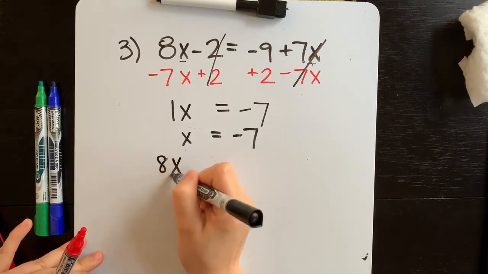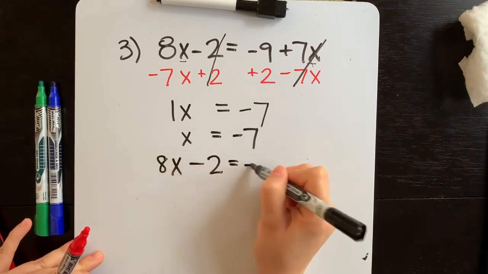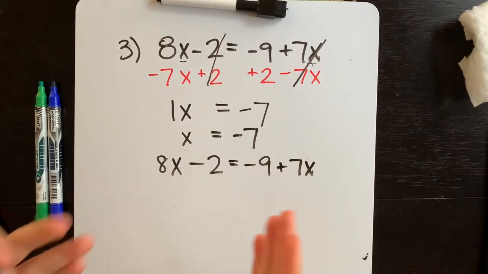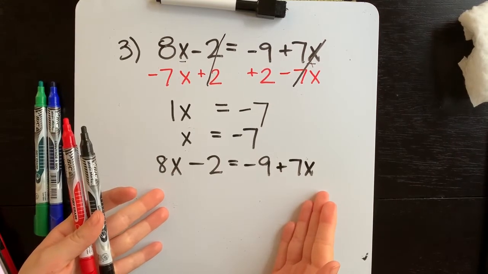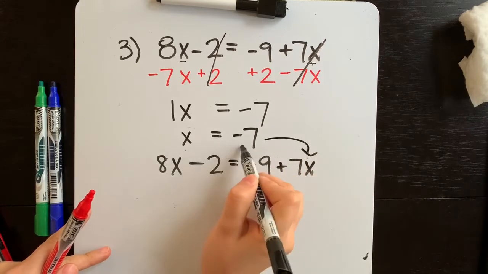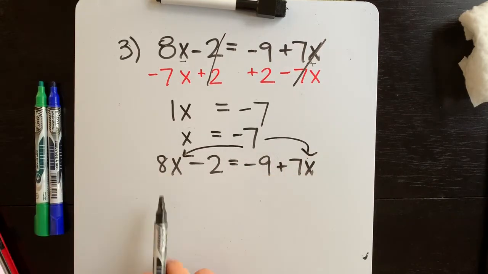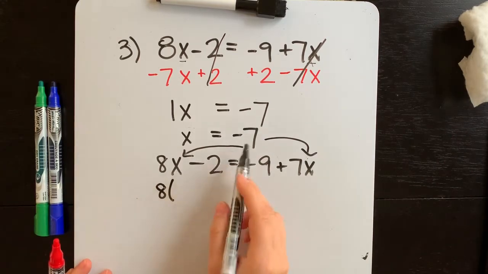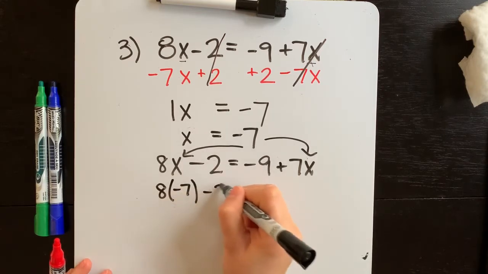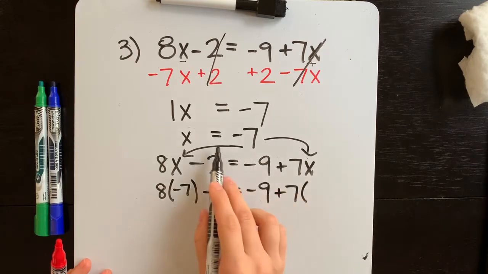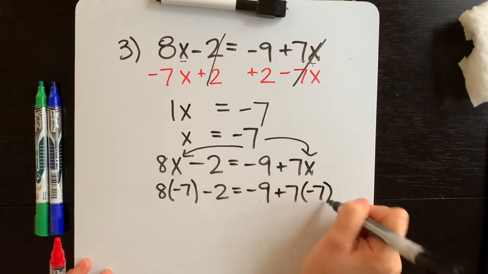So 8x minus 2 equals negative 9 plus 7x. But notice now that we have variables on the left and right, so I need to make sure that I substitute this negative 7 into here and into here. And again, when they're stuck together like that, it is a product. We're multiplying, so this means 8 times x, which is negative 7, minus 2 equals negative 9 plus 7 times x, again, which is negative 7.